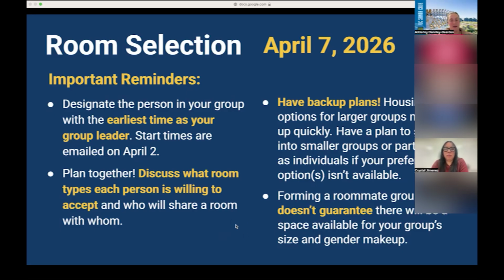And then forming a roommate group doesn't guarantee there will be space available for your group size and gender makeup. So if you get to room selection and there isn't a space that fits your group and you're not seeing options, you can always edit your group in real time and discuss with them beforehand what happens in the event that there isn't a space for you. So then maybe adjusting your group from a 6-person group to a 5-person group, and then seeing if there are any spaces for a 5-person group instead of 6, that sort of thing.